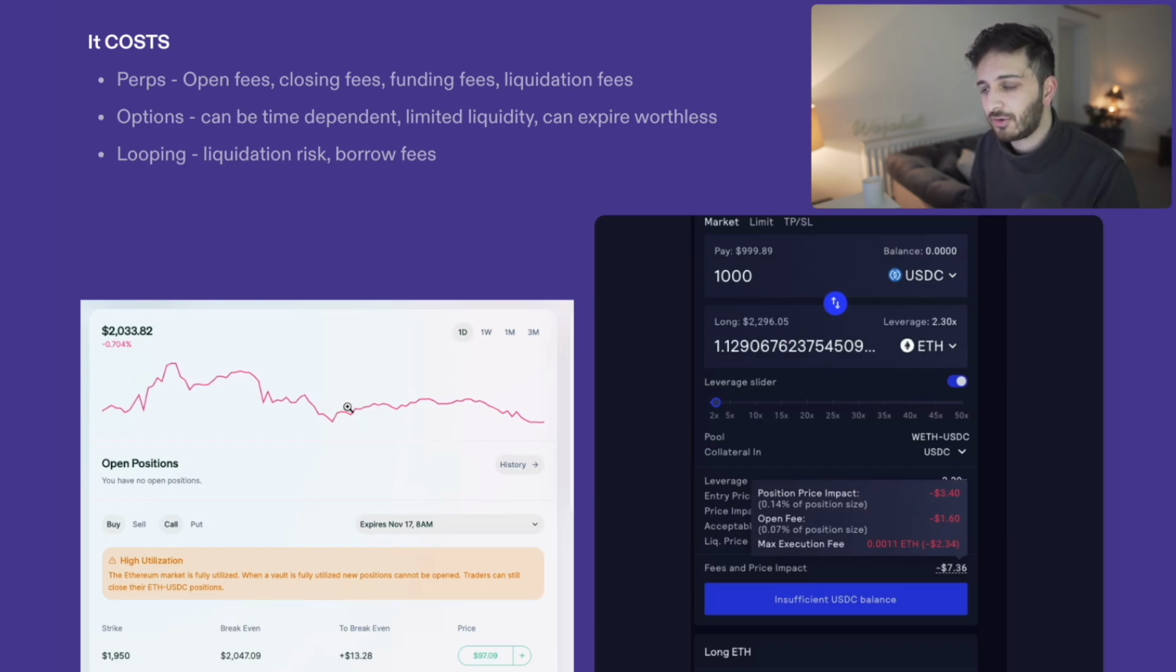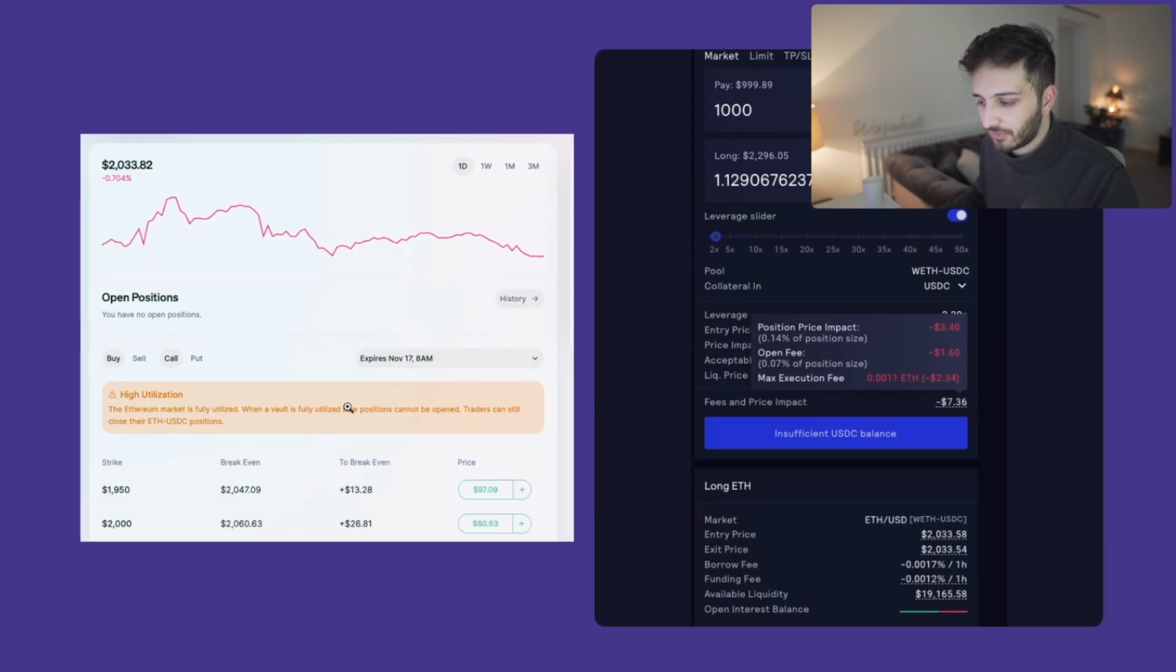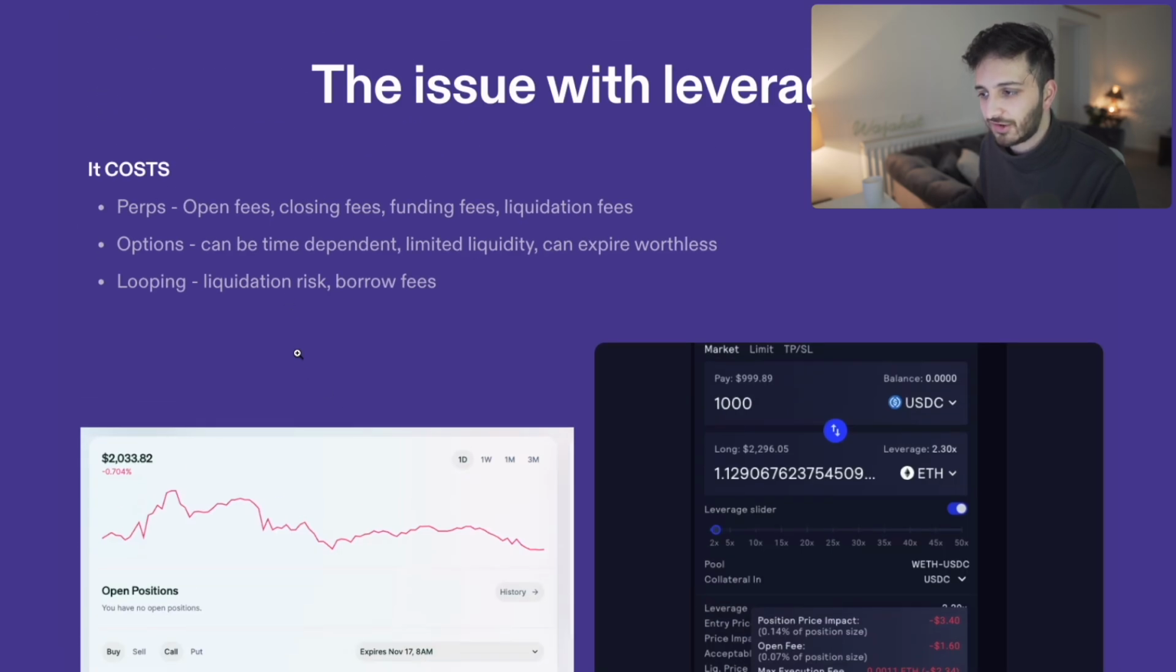And lastly, we have looping. And now I haven't got an image of looping for my presentation today, but I'm sure many of you watching are fairly familiar with money markets, the likes of Aave or any other kind of money market, where you basically lend an asset, let's say ETH, you borrow USDC against it, you take that USDC, you swap it out into ETH, you lend it again, you borrow more USDC, and you repeat the process as many times as you want to basically leverage your exposure to ETH.